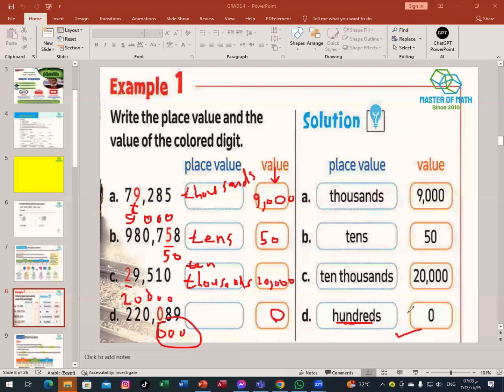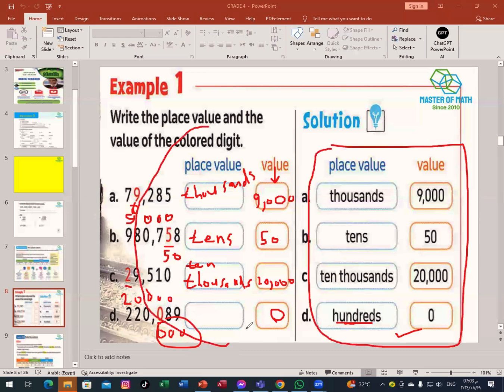Okay. It's solved on the other place here, the solution of these problems. Okay.